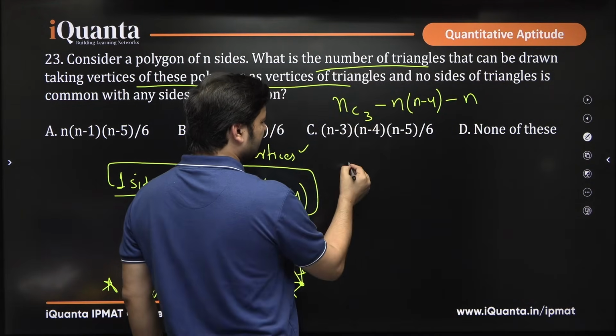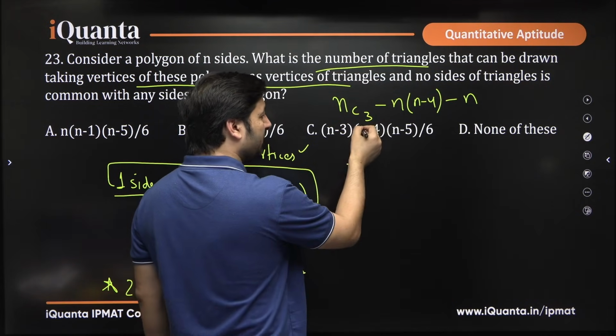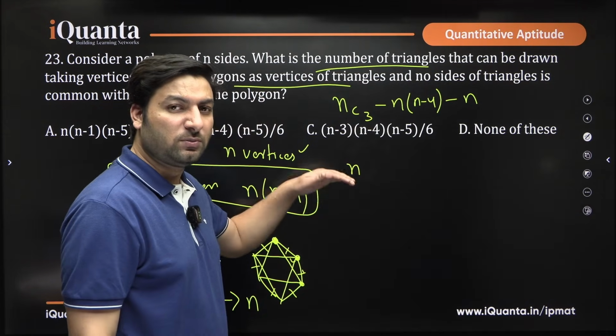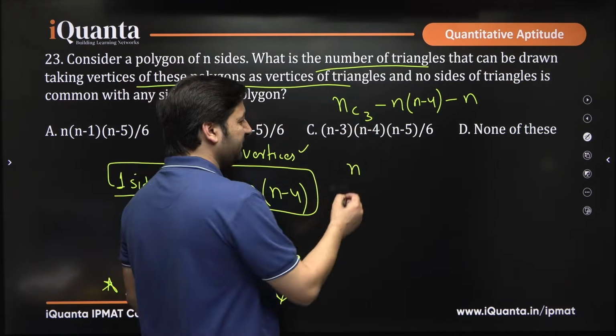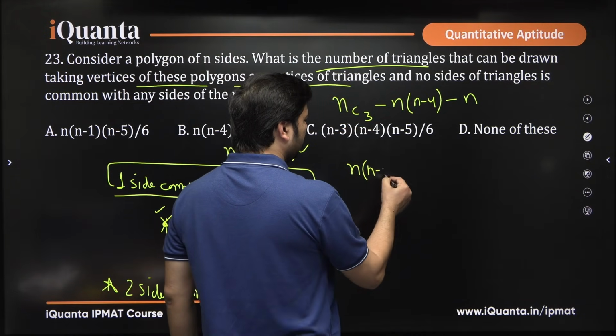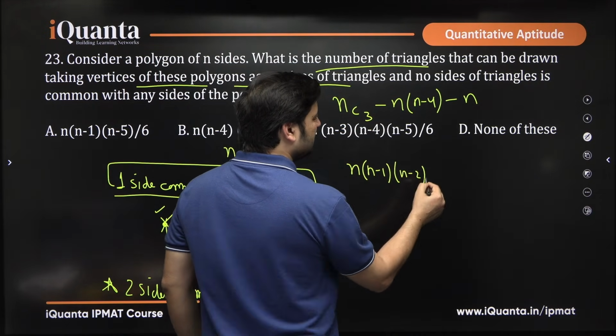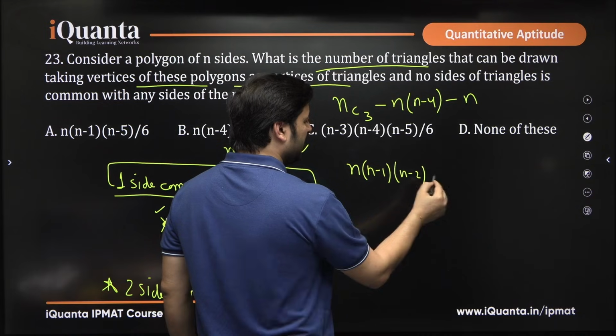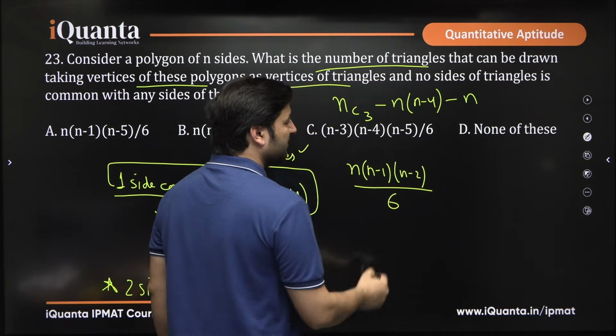That will be nC3, which is n factorial upon 3 factorial into n minus 3 factorial. So the bottom n minus 3 factorial has to be cancelled with n factorial. n factorial will be n into n minus 1 into n minus 2. The n minus 3 factorial from the denominator and numerator will be cancelled. We will remain with 3 factorial in the bottom, that is 6.